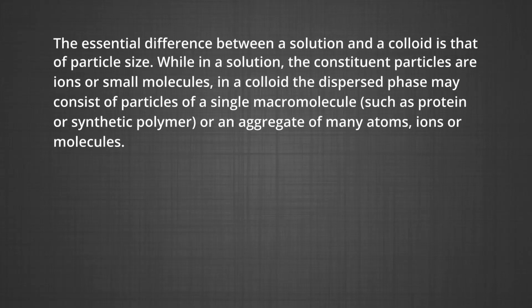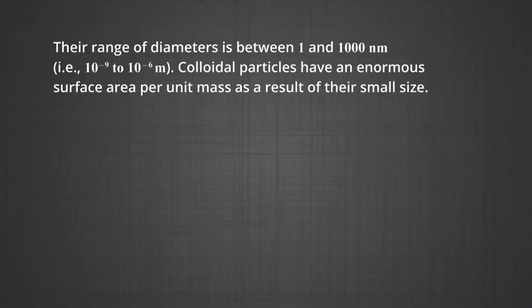While in solution the constituent particles or ions are small molecules, in a colloid the dispersed phase may consist of particles of a single macromolecule such as protein or synthetic polymer, or an aggregate of many atoms, ions or molecules. Colloidal particles are larger than simple molecules, but small enough to remain suspended. The range of diameters is between 1 and 1000 nanometer, that is 10^-9 to 10^-6 meters. Colloidal particles have an enormous surface area per unit mass as a result of their small size.